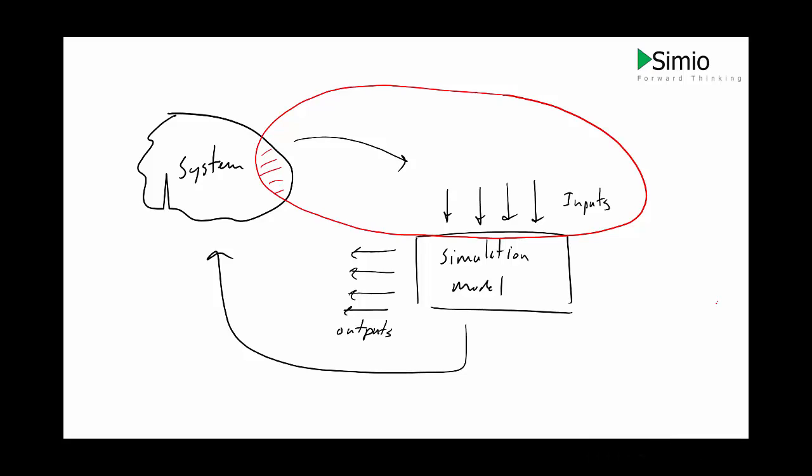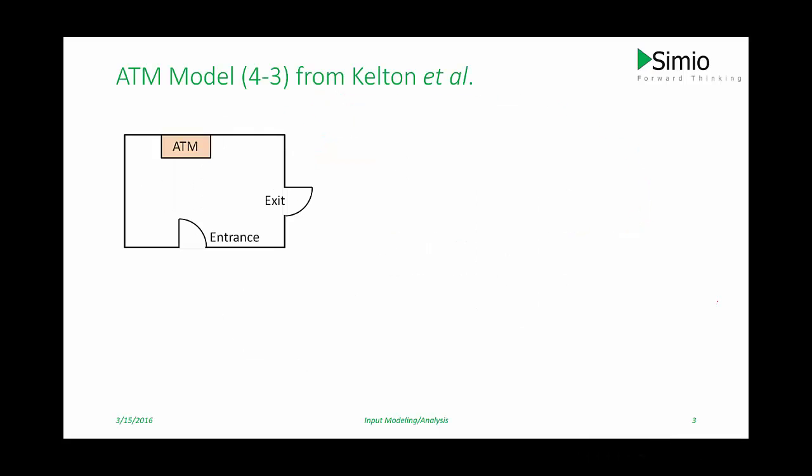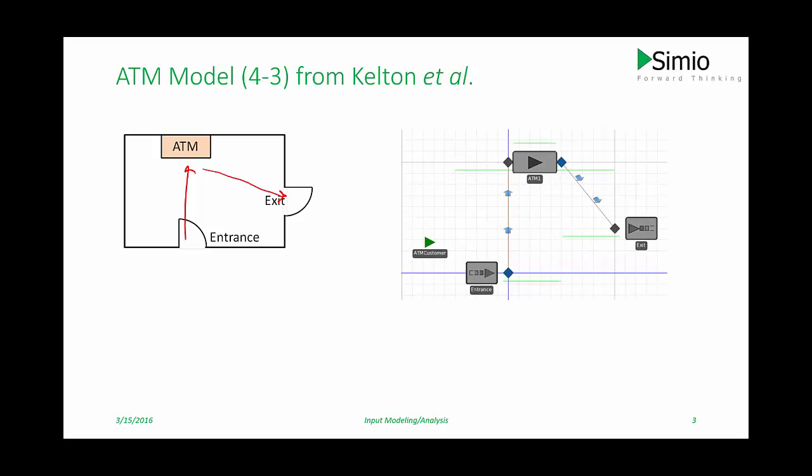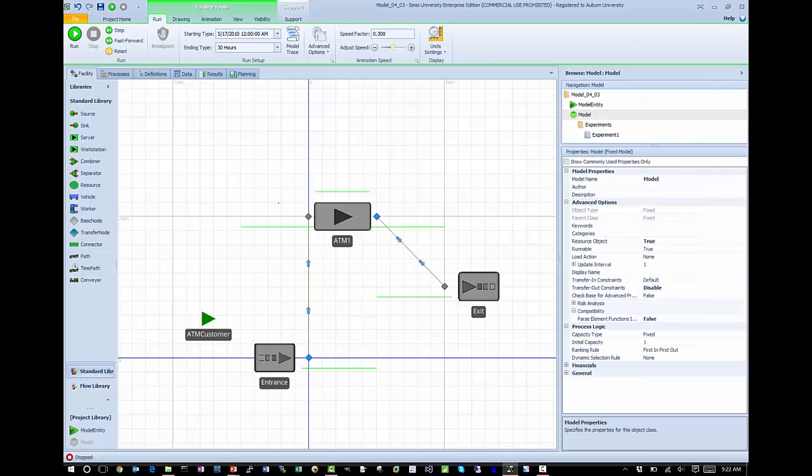So let's look at a simple example, and we're going to use the automated teller machine model, model 4.3 from the Kelton et al. book. In this model, basically we have customers that arrive to the system, enter through the entrance, walk to the ATM, perform their transaction, either withdraw money or deposit money, and then walk out. We have a simulation model of this right here, model 4.3. Let me just jump to the simulation model. And here we have it.